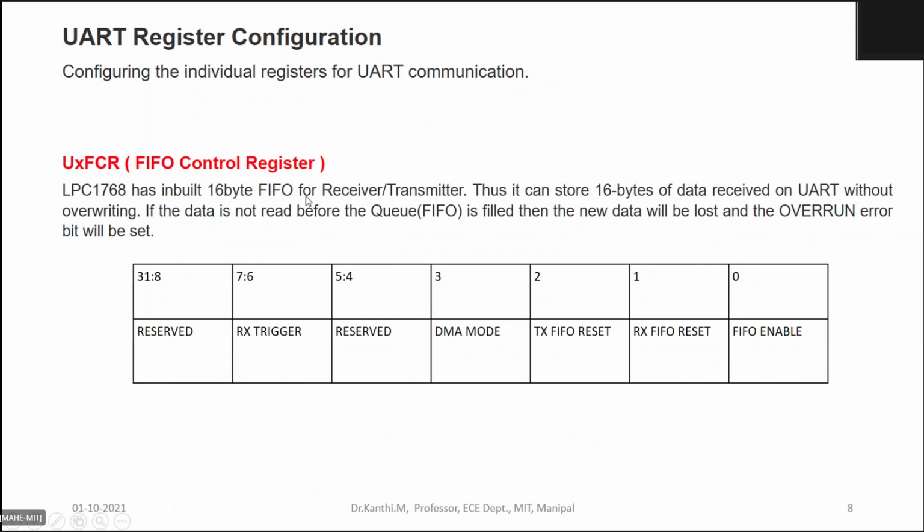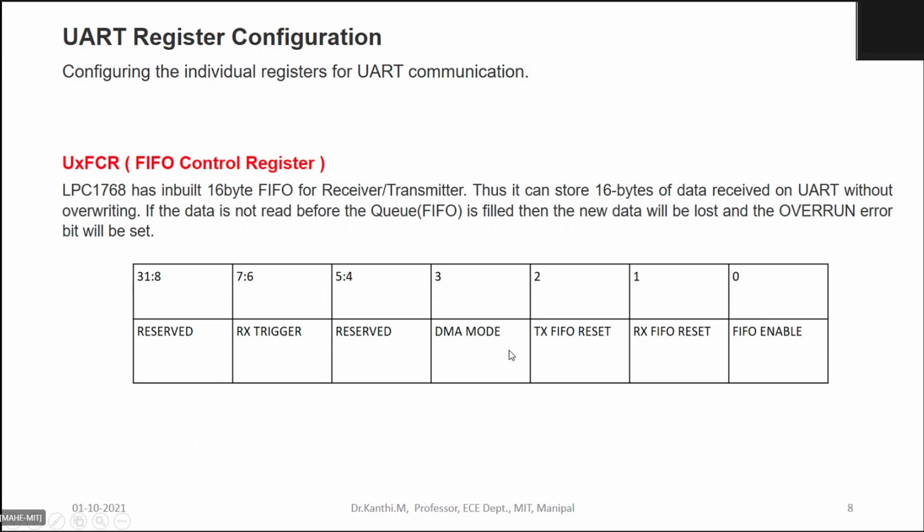It has a 16-byte FIFO for the receiver and transmitter. Thus it can store 16 bytes of data received on the UART without overwriting, meaning you can read that much data. When you try to overwrite, an overrun error will be set, which you can see through the additional status register. So this is the FIFO control register.